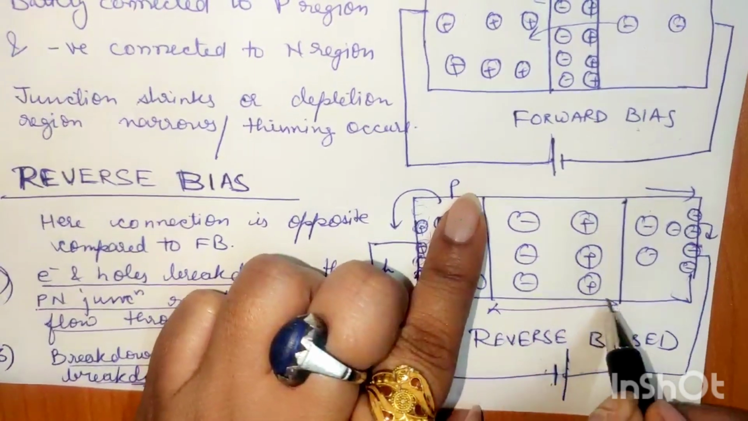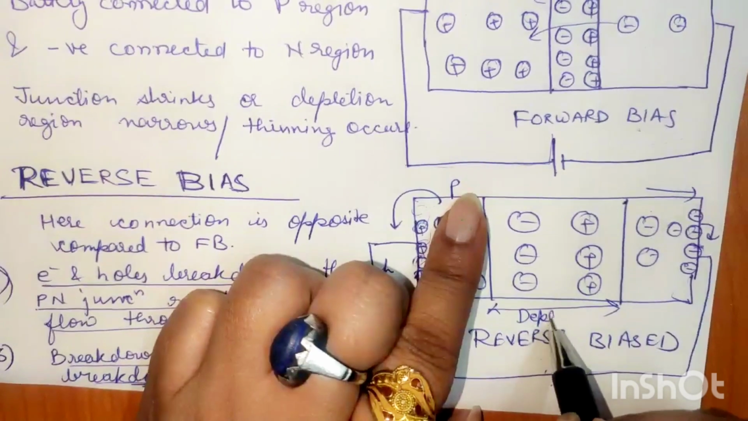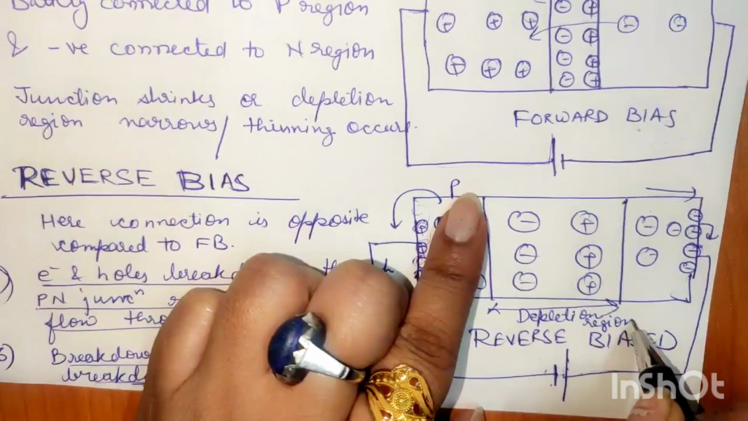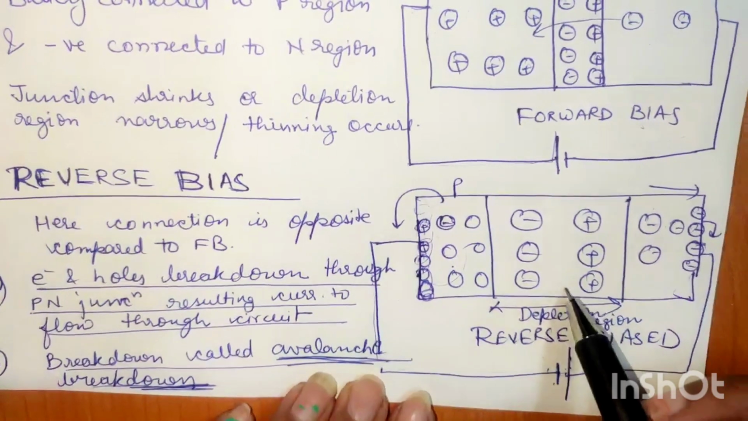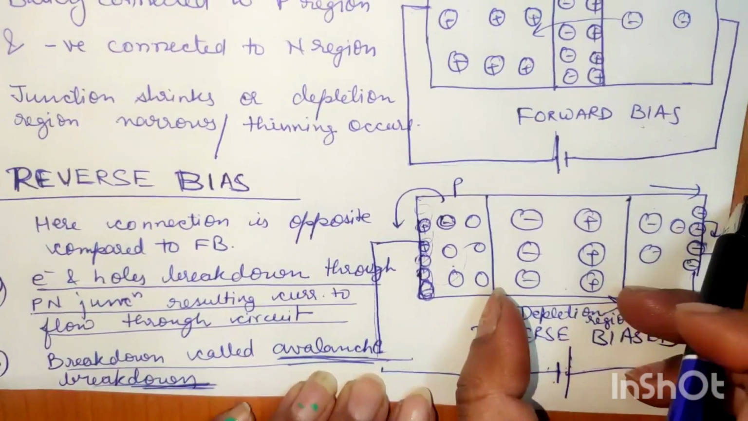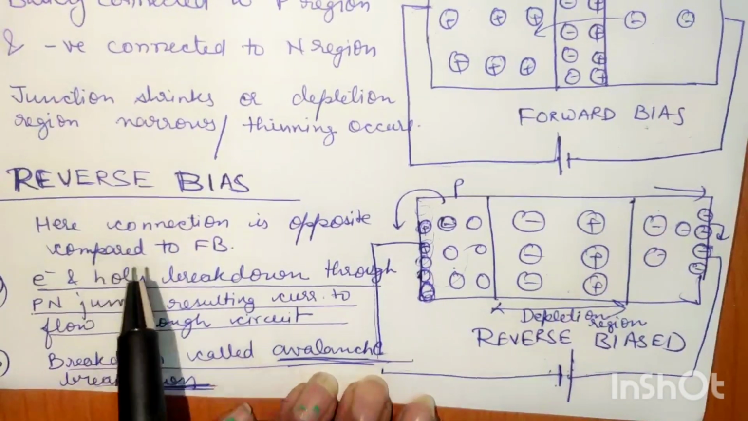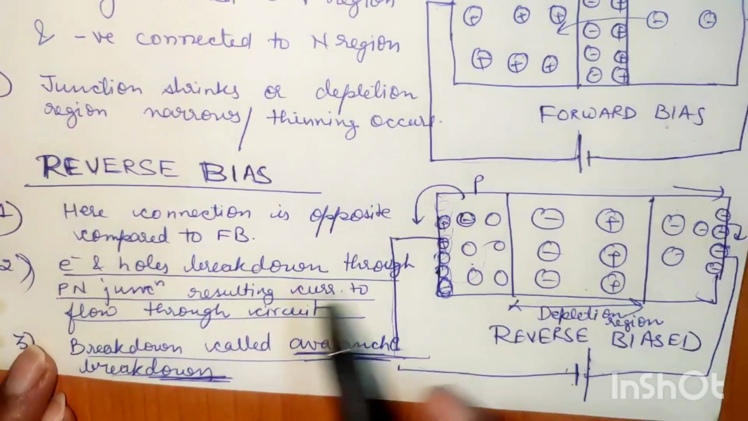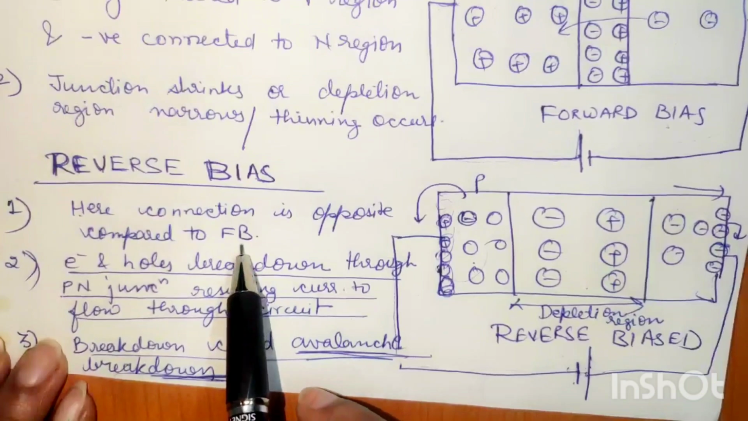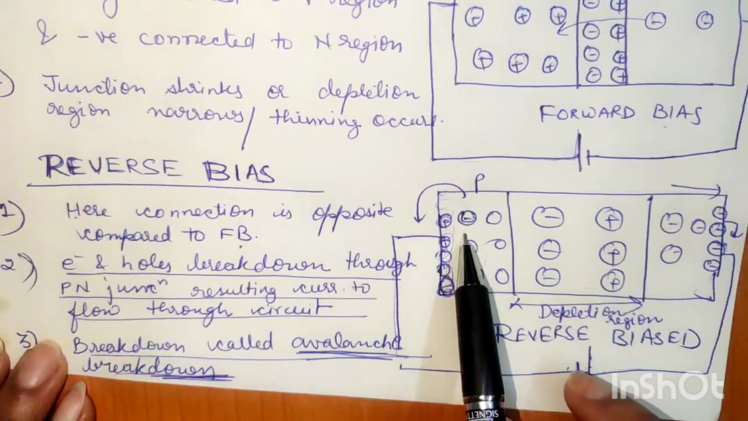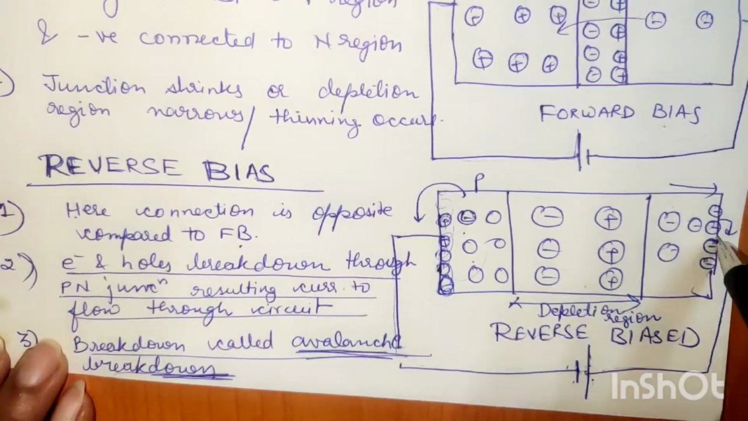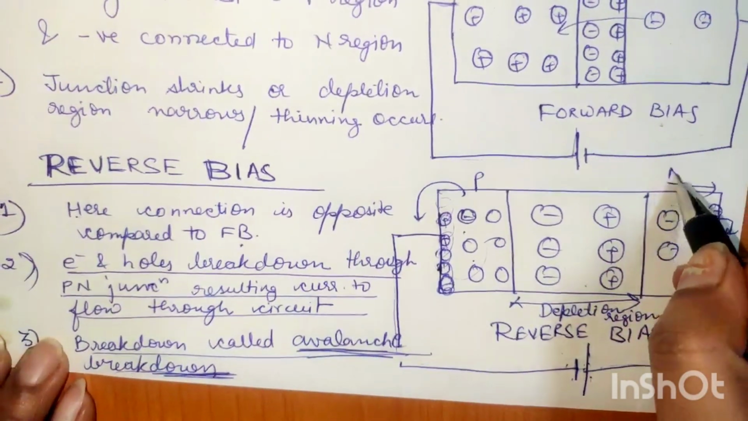This region is actually the depletion region. So we can see here in a reverse biased condition that the depletion region is increasing, the width of the depletion region is increasing. So we are having three conditions in a reverse bias mode. Connection is opposite compared to the forward bias condition. यहाँ पे negative battery P region या holes के side से connected है, और positive terminal of the battery is connected to the electron side or the N region.